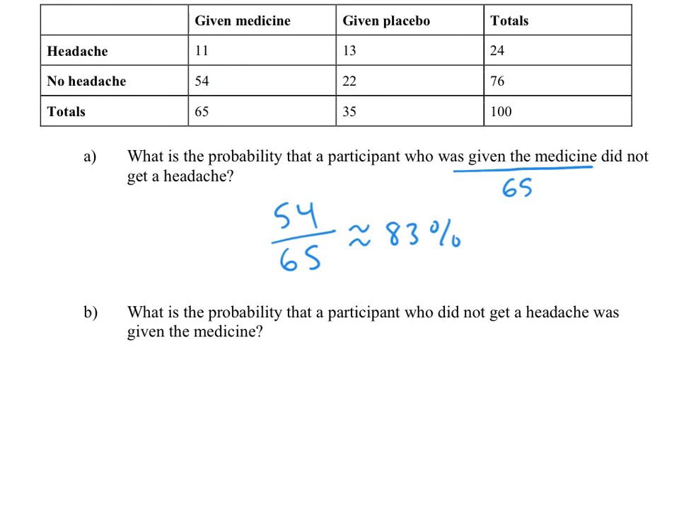Part B, what is the probability that a participant who did not get a headache was given the medicine? So now we're looking at those who did not get a headache. How many did not get a headache? That would be 76. Out of those 76, who was given medicine? That would be 54. So 54 out of the 76, and that's approximately 71%.